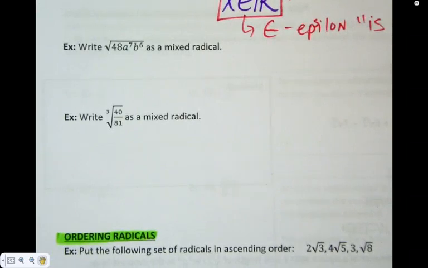Square root, double variable. We can do this. What do you want to do with 48? So we can either prime factor, or if you can see the perfect square right away, we can jump right to it. It's totally up to you.